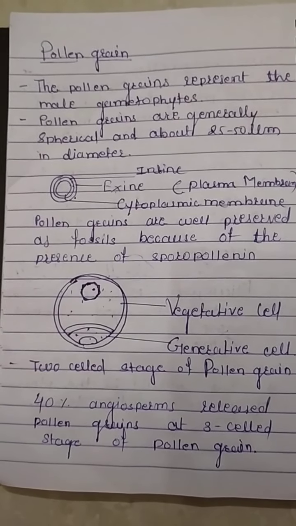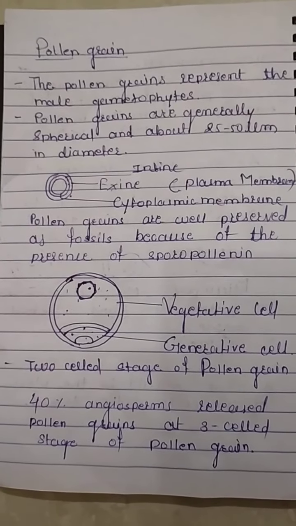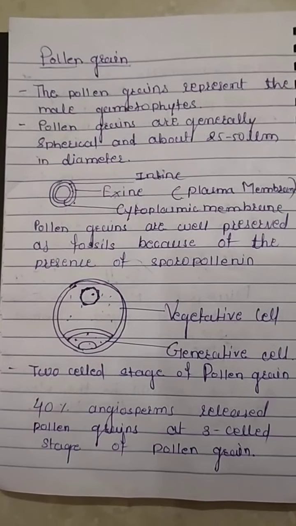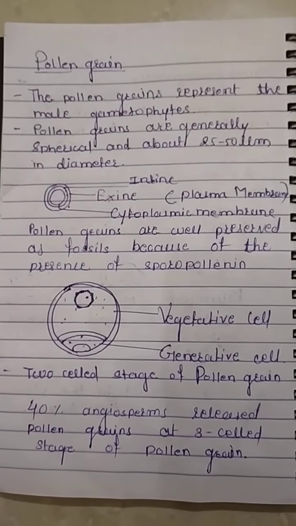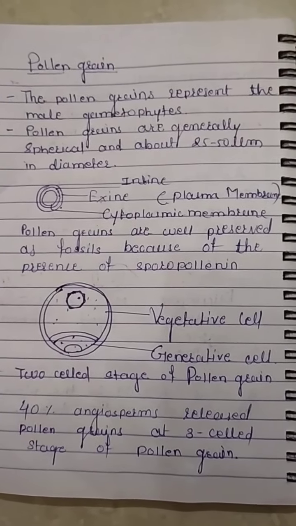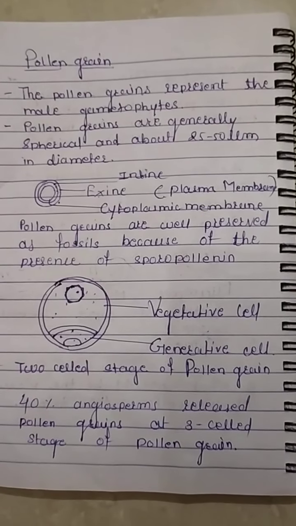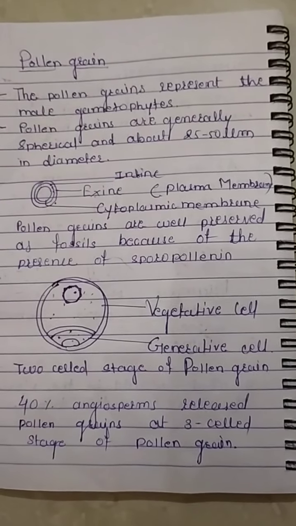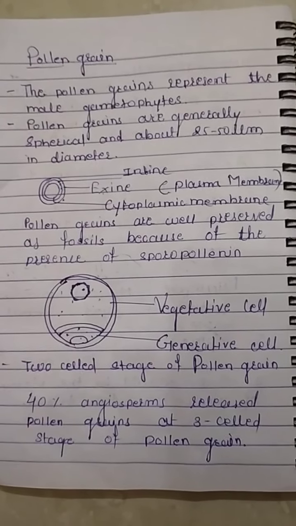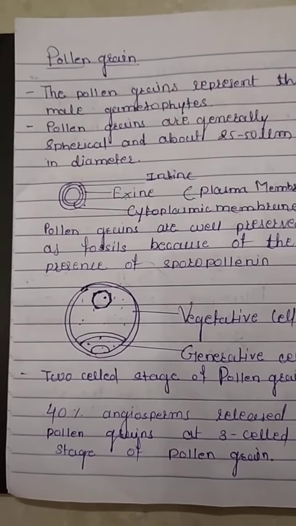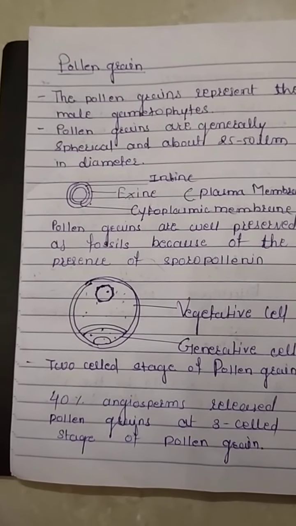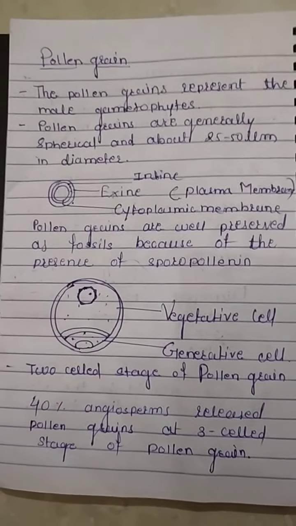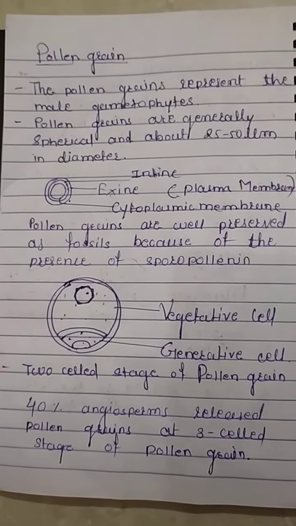I told you about the germ pore, which is present in the outer exine layer of the pollen grain, where sporopollenin is absent. Now the question arises, what is the function of the germ pore? It is the region through which the germ tube or pollen tube emerges during germination. Now the second wall of the pollen grain, intine. The inner layer of the pollen grain is called intine. It is a thin and continuous layer made up of cellulose and pectin.